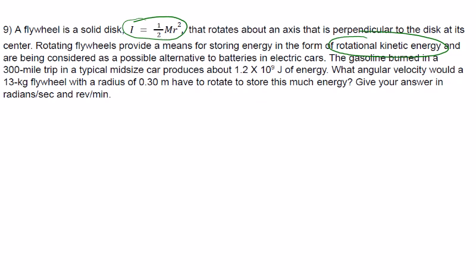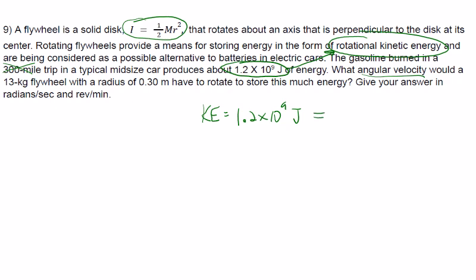They mentioned that gasoline burned in a 300-mile trip is about 1.2 times 10 to the ninth joules. So this is actually what we're going to put in as our kinetic energy. Kinetic energy is going to be 1.2 times 10 to the ninth joules. The 300-mile trip is actually irrelevant. We want to know what angular velocity a 13 kilogram flywheel with a radius of 0.3 would have to rotate at to store this much energy.